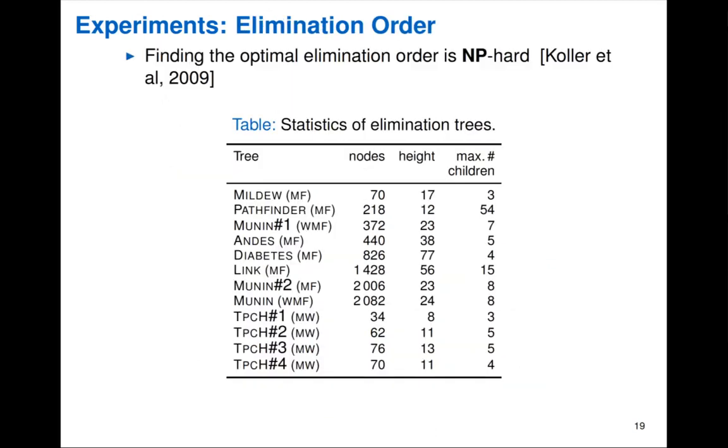Finding the optimal elimination order is NP-hard. Therefore, we have tested all the heuristics available in the literature that have been shown to perform well. We tested them for each Bayesian network and proceeded with the elimination order that results in the smallest elimination tree.